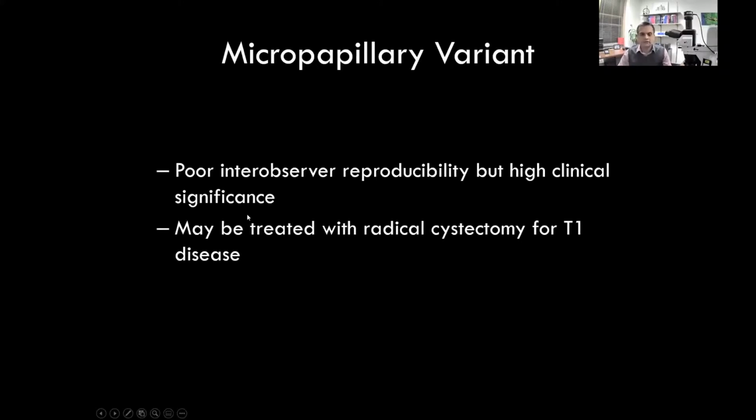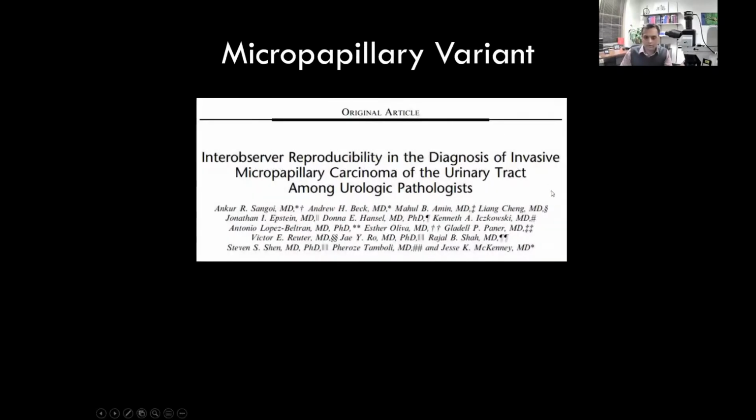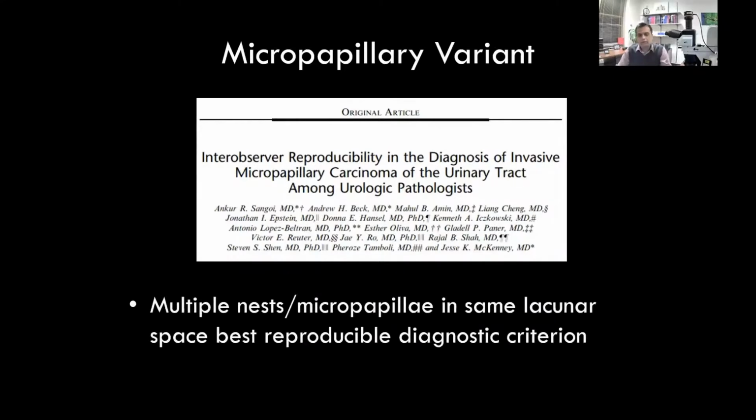Because many urologic surgeons, even if you say it's only a T1 disease with micropapillary variant, will still go for radical cystectomy. It can be very dangerous. So the clarification of diagnostic criteria for what should be classic micropapillary variant is very essential. That's exactly what these authors did in this pretty large study. And they showed that the most reproducible diagnostic criterion is the presence of multiple micropapillae in the same lacunar space.